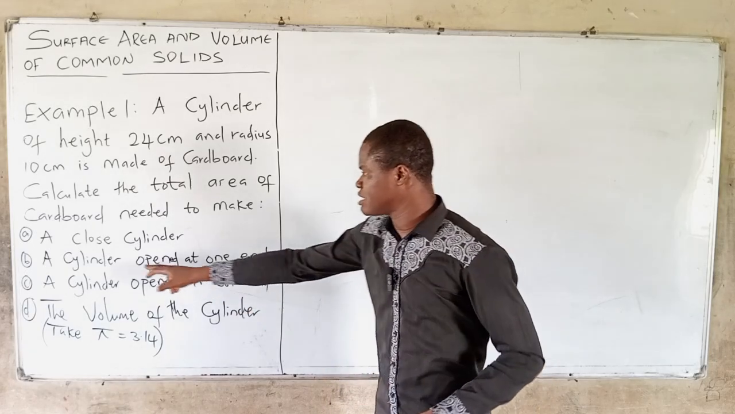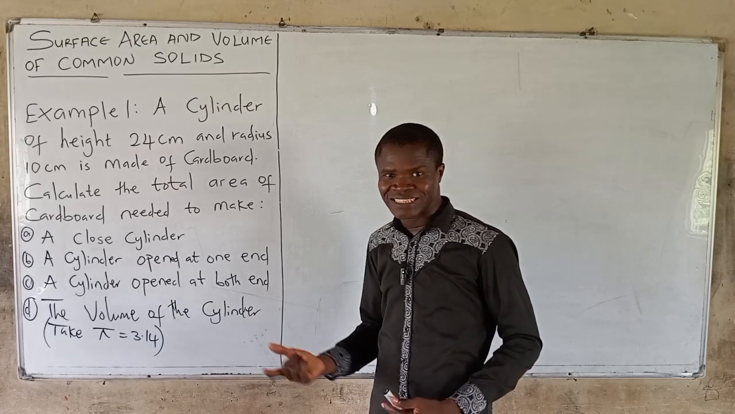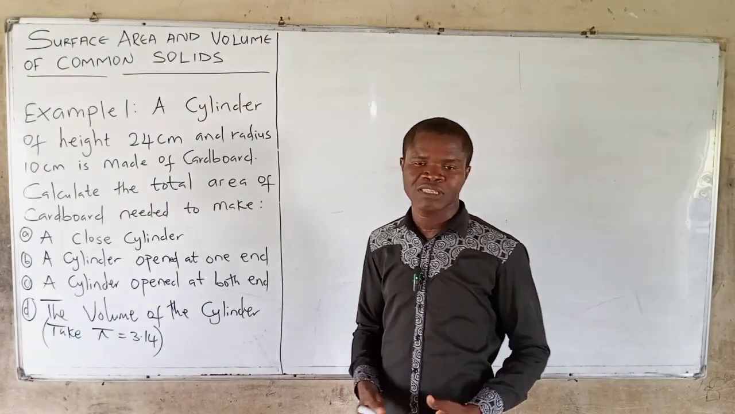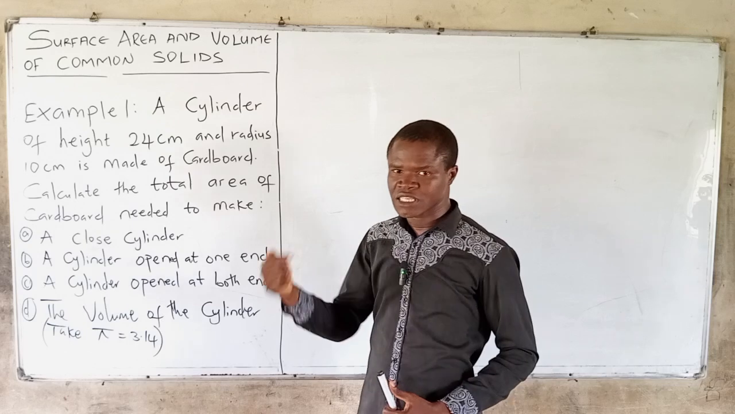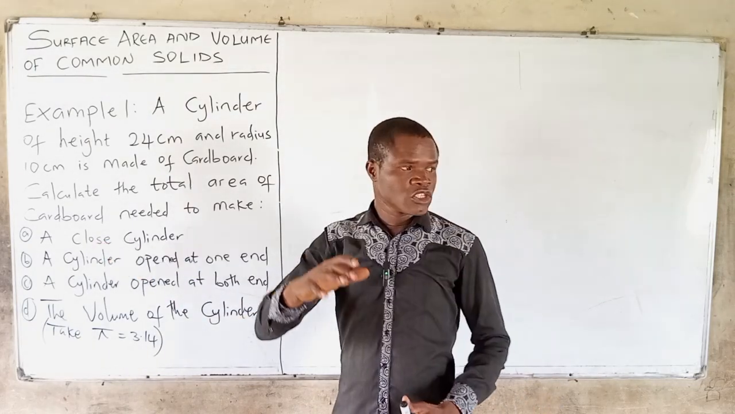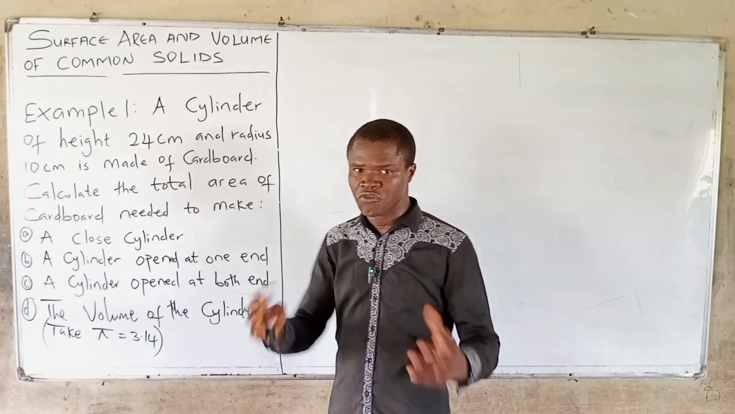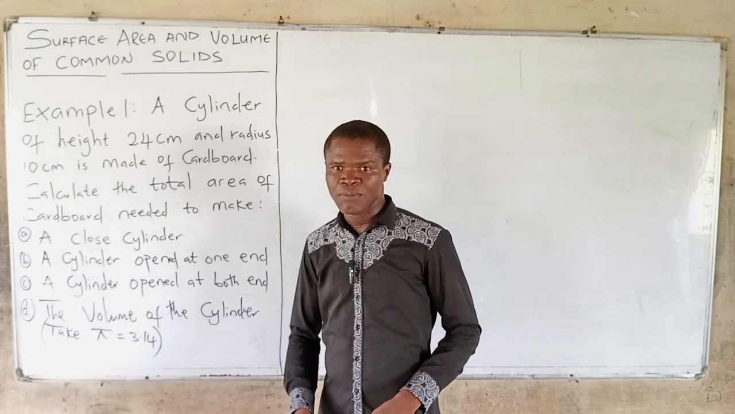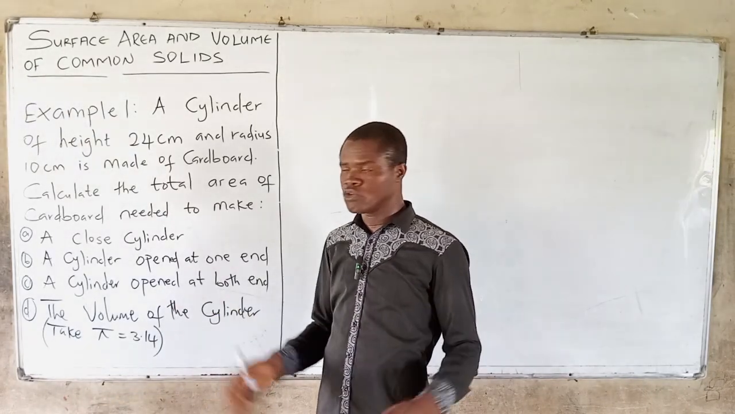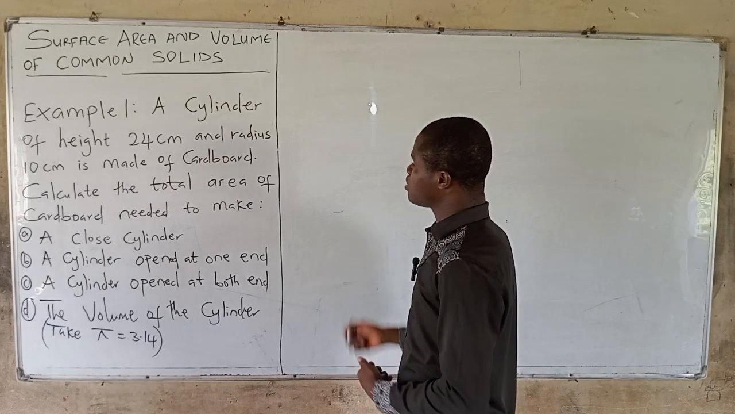So once they say both ends are open, it simply means curved surface area. That one is talking about a cylinder open at one end. Of course, that one is the surface area of a cylinder when one end is open. And then A is talking about the total surface area of the cylinder. That means both ends are closed. Okay, so solutions.